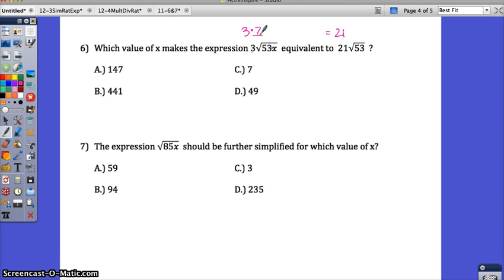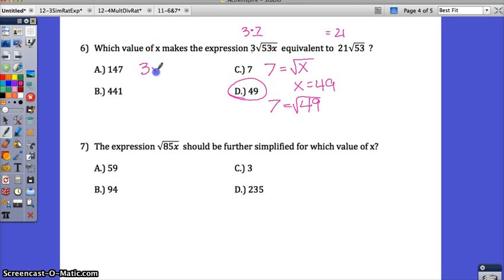So now remember that you want to get a 7 on the outside, but that doesn't tell you what x is. So if you're circling C, you're rushed. X has to be something that when I take the square root of it, it gives me the 7 on the outside. What does x have to be? Well, x has to be 49. If x equals 49, when I take the square root of 49, I can pull the 7 on the outside, and I will have 7 times 3, which gives me the 21. So D is your answer there.